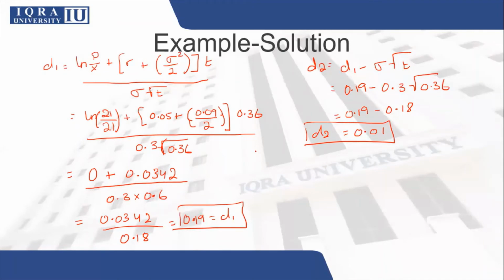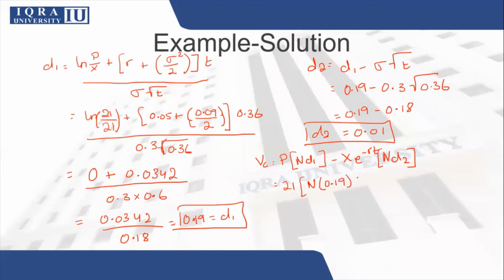Now we can calculate the value of the call option. The formula for the value of the call option was, let me first write it down: S N(D1) minus X e^(-RT) N(D2). So this is the formula. What is the stock price? It was 21.